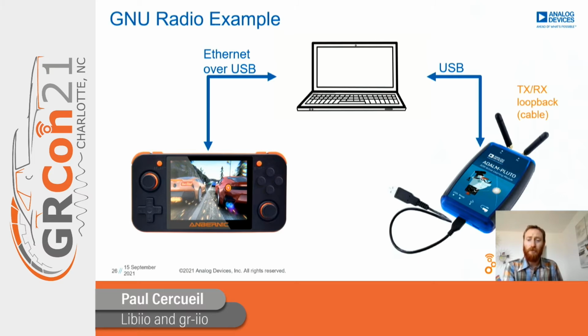Now I'm going to present you with a flow graph demo. I'm going to use the ADALM-PLUTO device from Analog Devices. It has a loopback cable between the TX and the RX. It's connected over USB to my laptop. And on the other side, I have a gaming handheld that is connected over USB as well, that runs Linux, and the joystick is connected to an IO device.